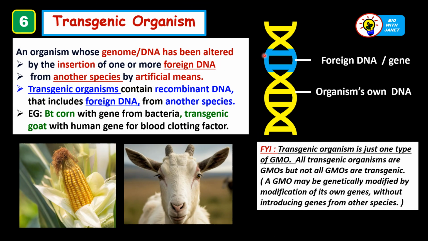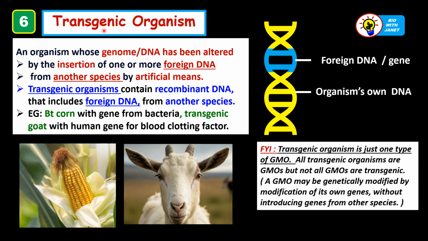Next, the term transgenic organism. It means an organism whose genome or DNA has been altered by the insertion of one or more foreign DNA from another species by using artificial methods, like recombinant DNA technology. So transgenic organisms contain recombinant DNA, that is foreign DNA from another species, inserted inside the DNA.